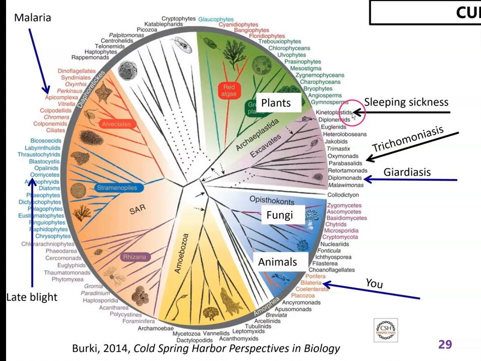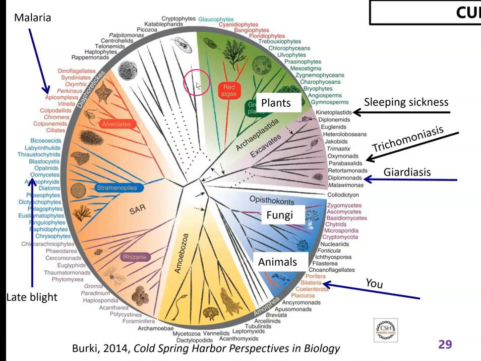So the parabasalids include trichomonas, which causes a sexually transmitted infection in humans. Kinetoplastids involve the trypanosomes that cause sleeping sicknesses. And then Giardia is from the diplomonads. Malaria is from the apicomplexa. And those are human diseases. A disease of crops that has caused massive crop failures that have led to huge migrations of people include late blight, which is a disease of potatoes, and that's caused by an oomycete, which is just another protist.